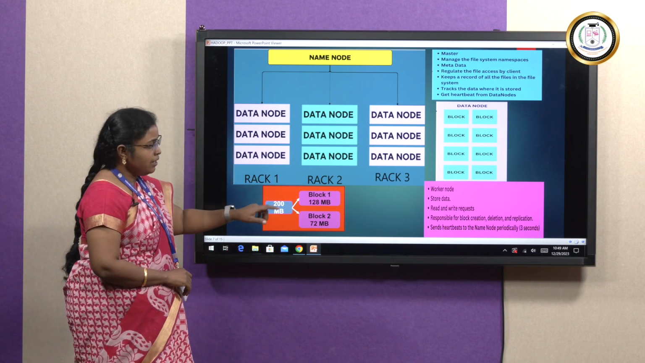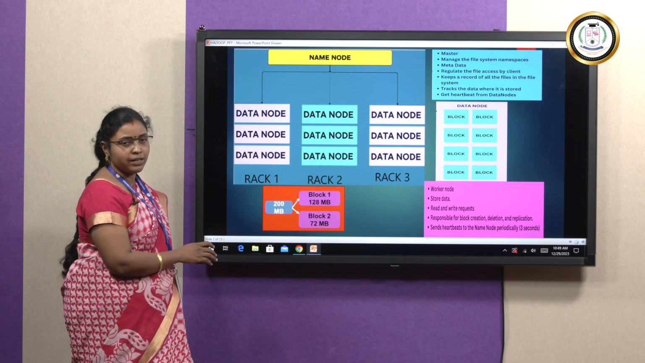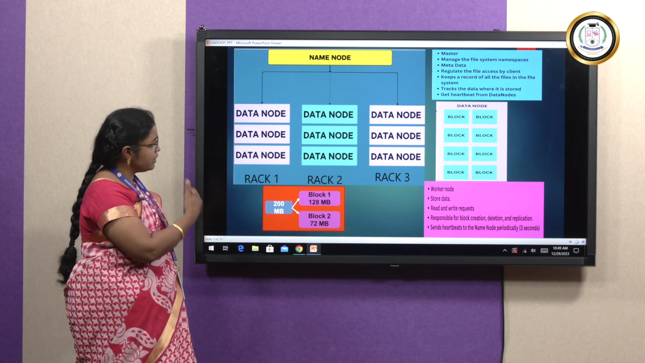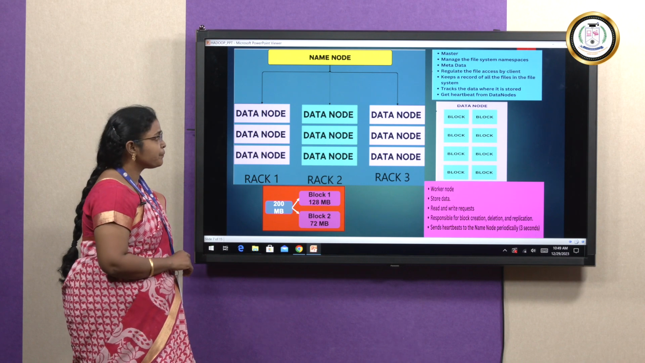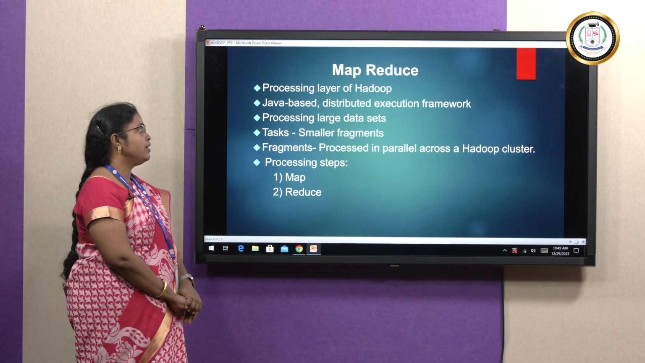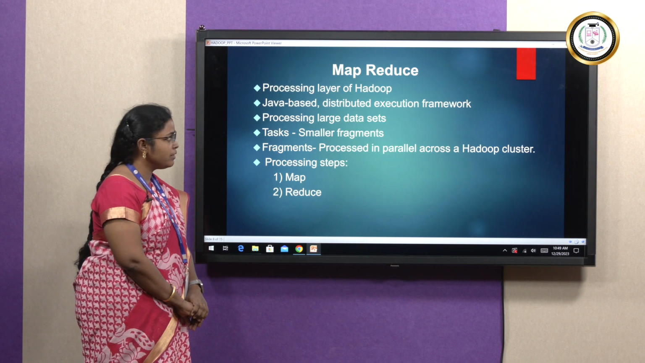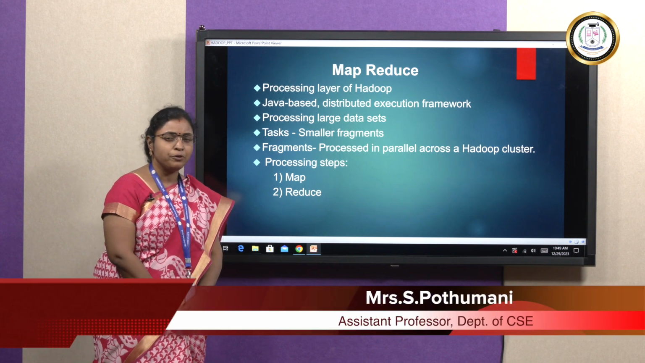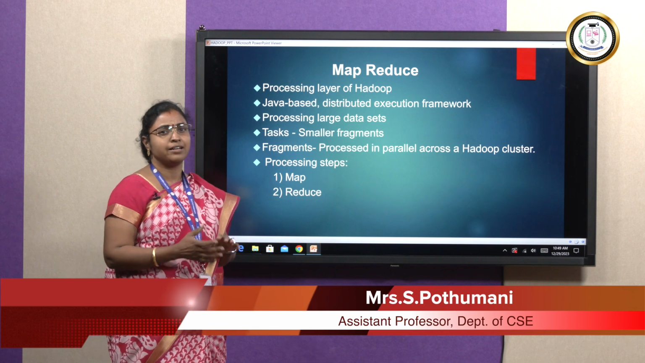Then it sends heartbeats to the name node periodically. That is, every 3 seconds the data node is responsible for sending the heartbeat to the name node. Then the next component, MapReduce. MapReduce is the processing layer of Hadoop. This is also Java based and works in a distributed environment, to process large data sets.